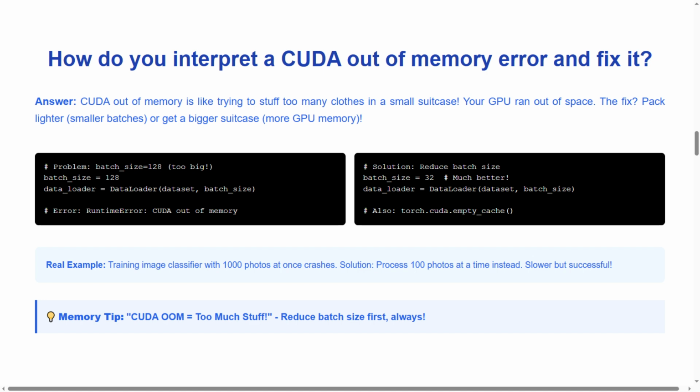Training image classifier with 1,000 photos at once crashes. Solution: process 100 photos at a time instead. Slower but successful. Memory tip. CUDA OM equals too much stuff. Reduce batch size first. Always. Summary. GPU memory full means reduce batch sizes immediately.